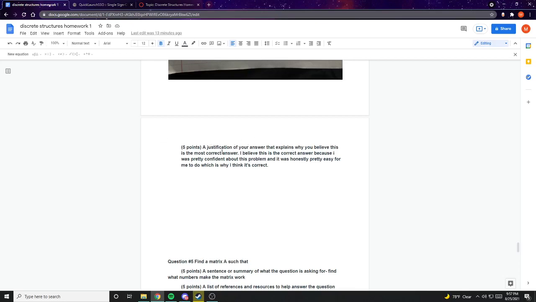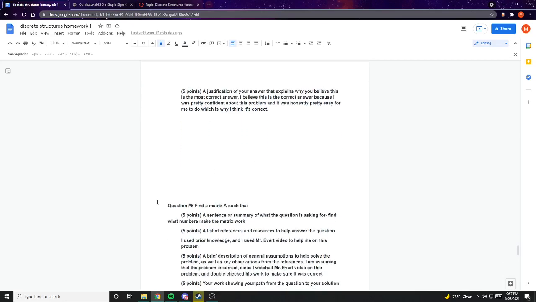So justification. I believe this is correct because I was pretty confident in doing these matrices. They were honestly pretty easy after we went over them in class, and I was looking at the book on how to do them too.